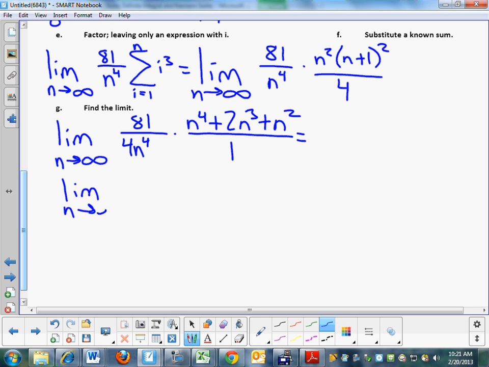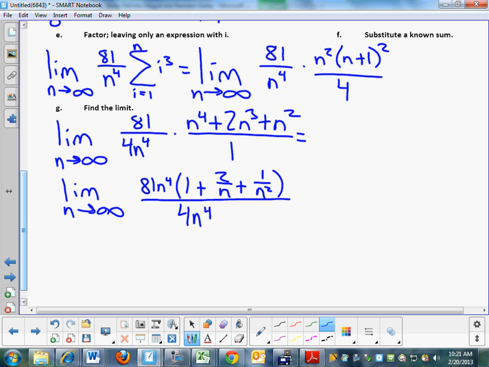So the limit as n goes to infinity of 81 n to the fourth times, yes, you have to write this step down. Why? Because I said so. All right. 1 over n squared goes to 0. 2 over n goes to 0. n to the fourth over n to the fourth. You're left with 81 times 1, which is just 81 over 4. That is the correct answer.